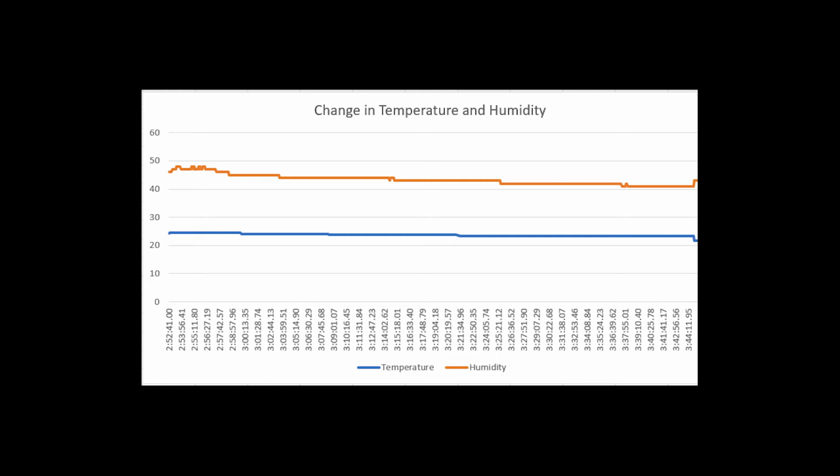For the last and final data, it is the temperature and humidity. We can see the temperature and humidity decrease slowly, although not that significant, only a few percentage and a few degrees. And at the time of testing, the room was using AC with all the windows and doors closed.